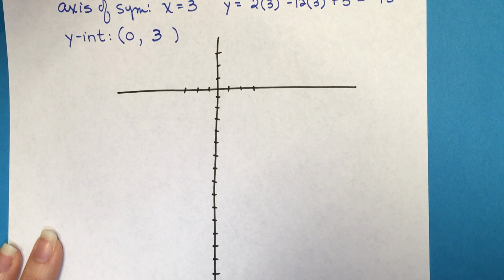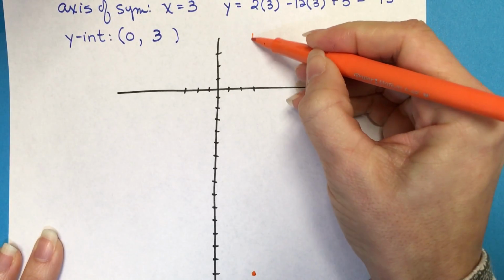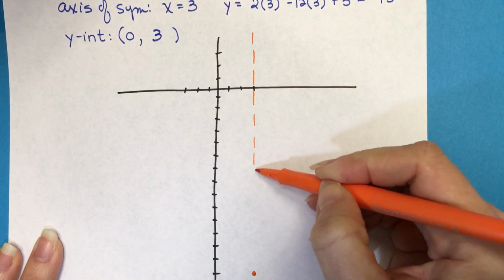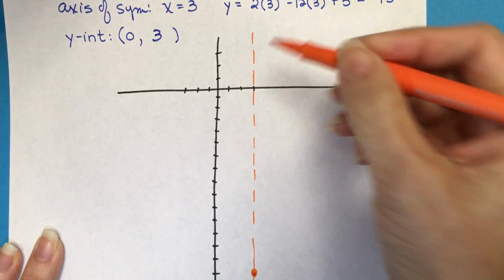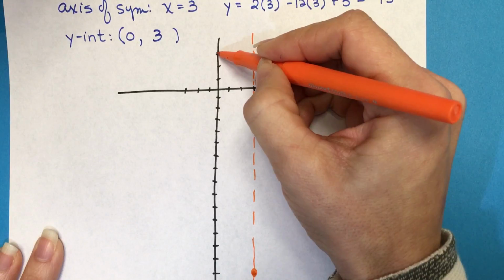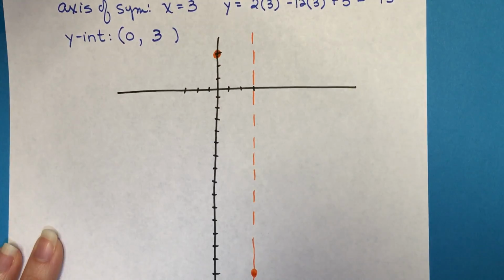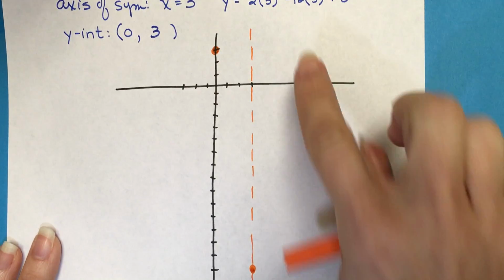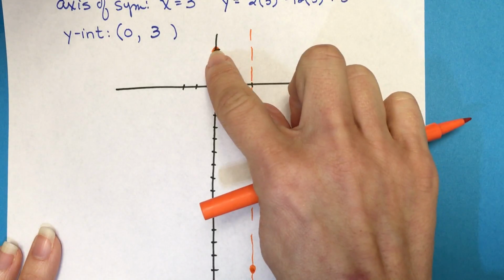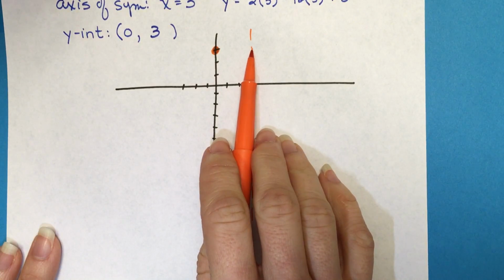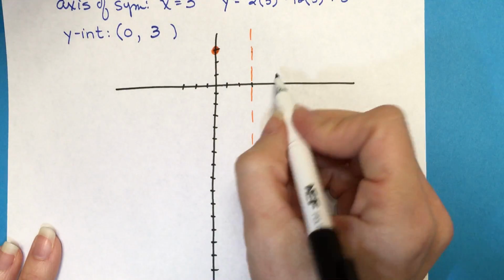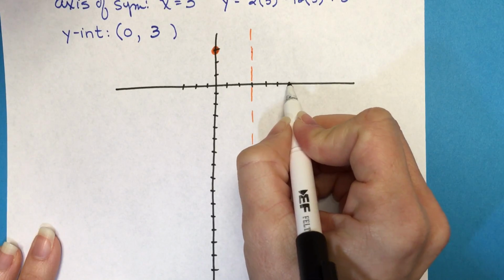Okay, vertex is at 3, negative 15. Go ahead and dot in again your axis of symmetry. Okay, your y-intercept is located at positive 3. All right, so now we need to get the point over here on the other side, so reflecting this point. This time the distance from here to here is a distance of 3, so we need to go 3 on the other side.